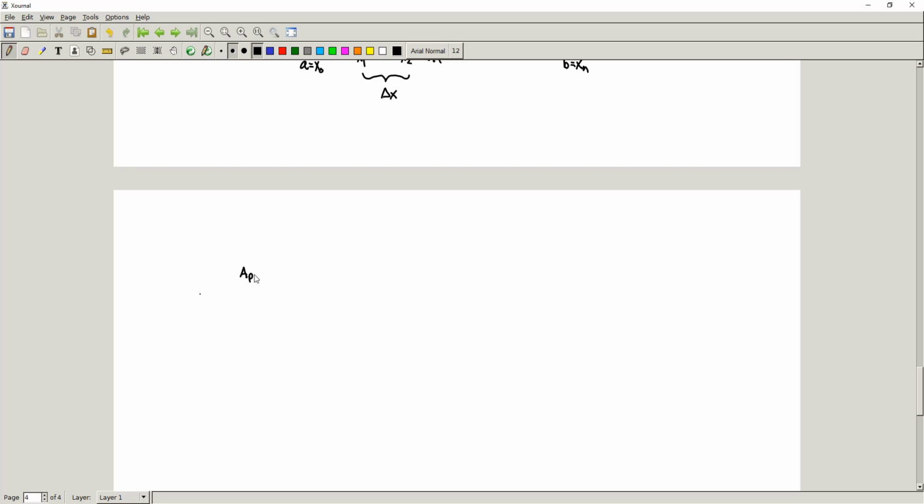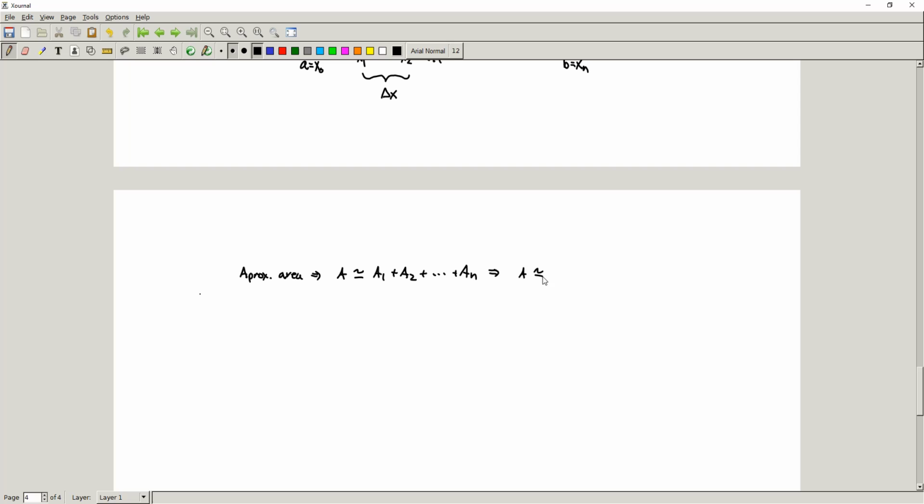So we could get some approximate area that would look something like this. This would be the approximate area. We would get some A1 plus A2 plus, you know, out to some AN, right? And so our approximate area would look something like this.